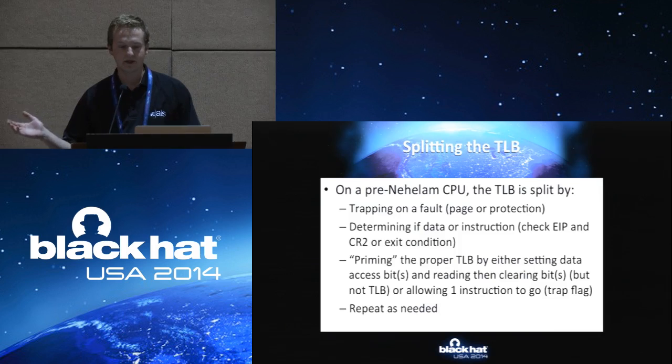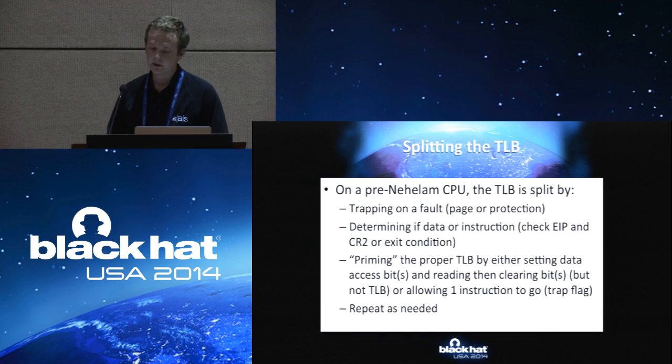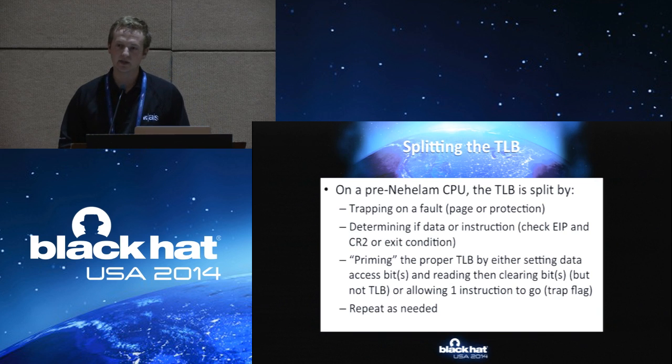This right here is the procedure for how to actually do the split. What you're going to do is trap on some kind of fault, so a page fault handler or a general protection fault. You're going to determine if that fault happened because of a data or an instruction fetch. There's a couple different ways you can do that. If it's a page fault, there's an exit condition that's pushed on the stack that says if it's data or instruction. Or you can check the EIP and the faulting address in CR2. You can figure that out essentially.